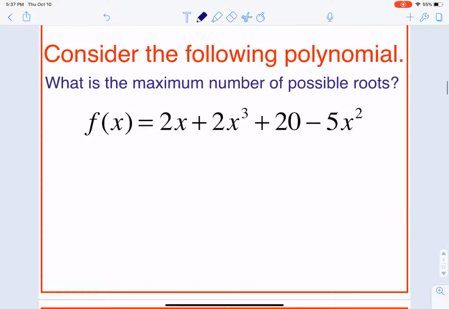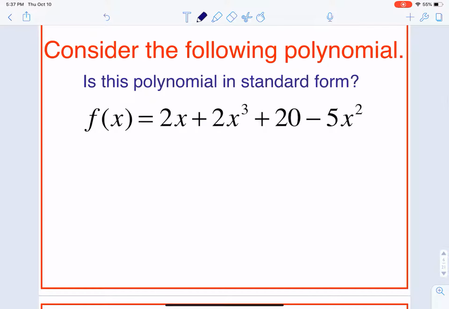Awesome. Consider the following polynomial. What's the maximum number of possible roots? Knowing that the degree is 3, 3 tells us that's the maximum number of times that this could potentially cross the x-axis. So the maximum number of roots possible is 3.